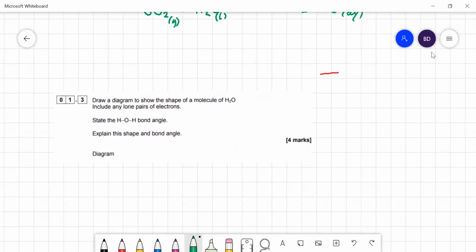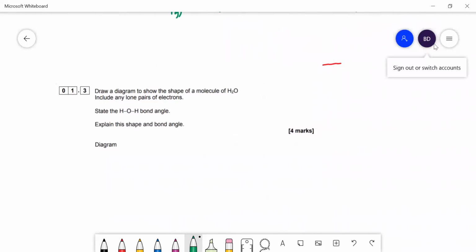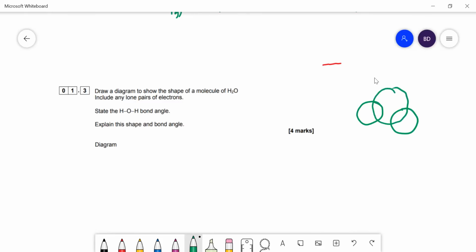Right, so here we've got shapes of molecules. From the stuff that you probably did in year 12, draw a diagram to show the shape of the molecule of H2O, include any lone pairs of electrons. Well, we obviously wouldn't draw the dot cross diagram, but just in case you wanted to, oxygen is in group 6. Then he's drawn 2 dots for the oxygen, so I need to draw 4 more, 2 lone pairs. So you can see water has got 2 bonding pairs and 2 lone pairs.